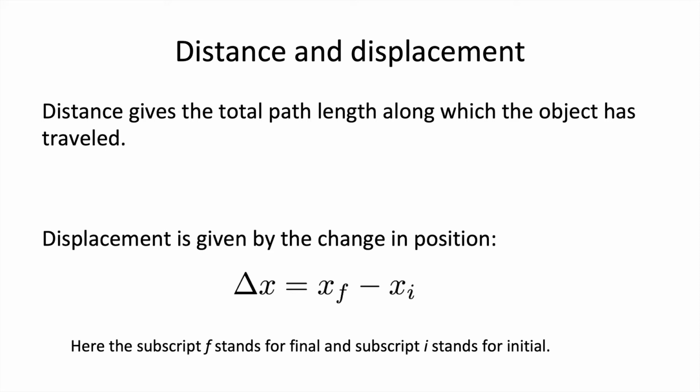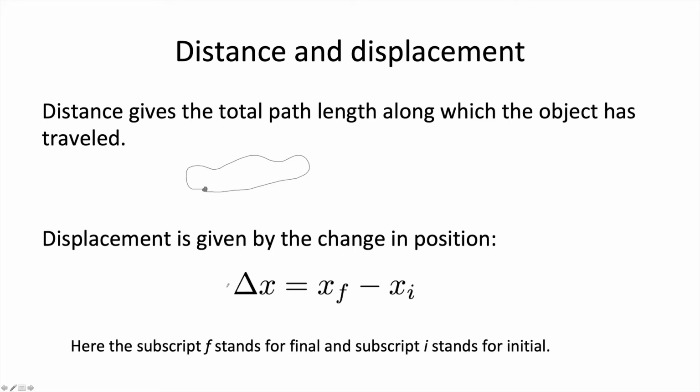So let's consider distance and displacement, which are similar but slightly different. So distance gives the total path length along which an object has traveled. So for example, if I was to consider a particle which went loop-de-loop and back to its starting point here, then the distance it's traveled is the length of this line here. Displacement, on the other hand, is given by the change in position.